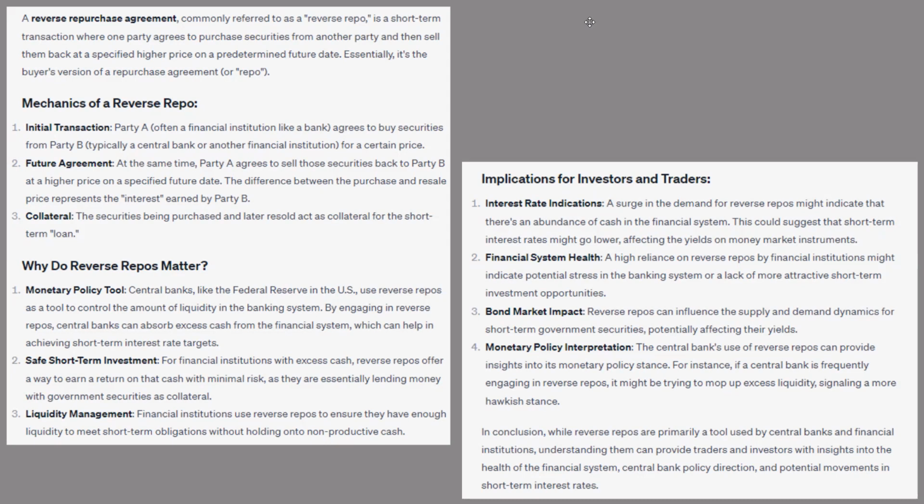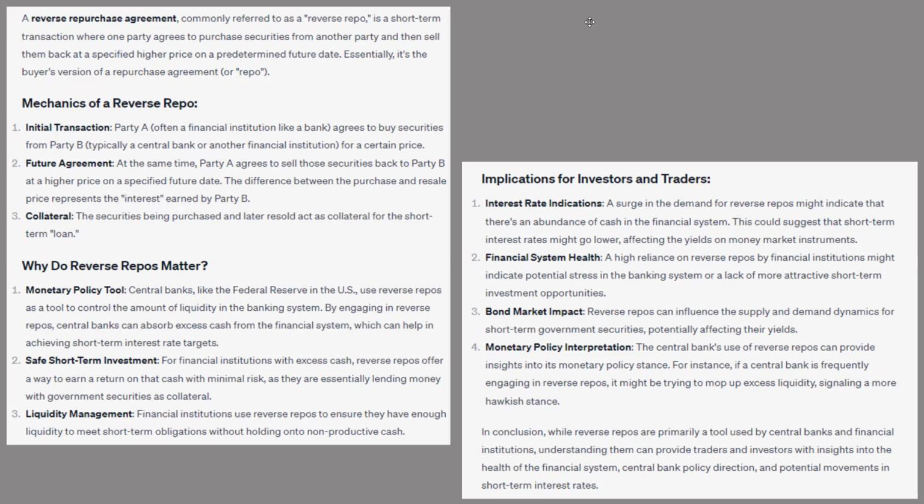And then you have the bond market impact. They can influence the supply and demand dynamics for short-term government securities, potentially affecting their yields. And monetary policy interpretation. The central bank's use of reverse repos can provide insights into its monetary policy stance. For instance, if a central bank is frequently engaging in reverse repos, it might be trying to mop up excess liquidity, signaling a more hawkish stance.